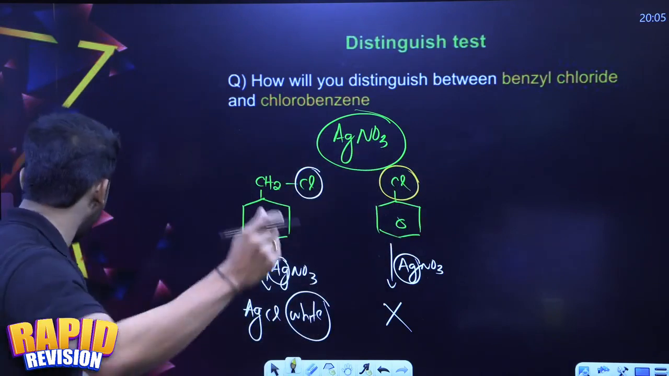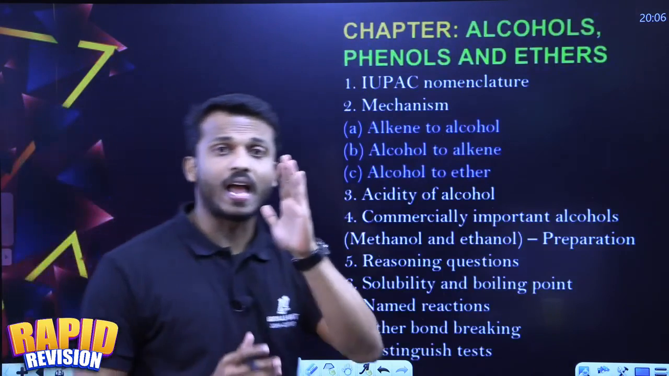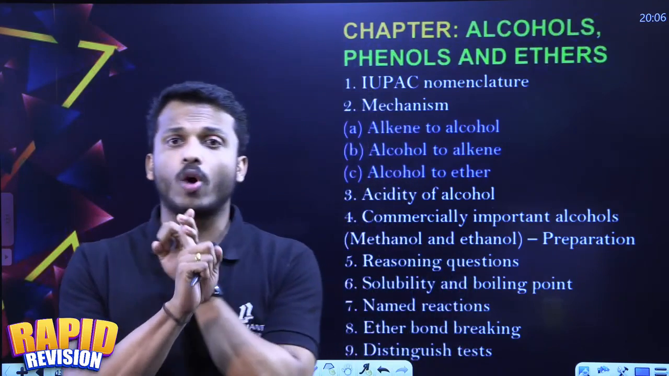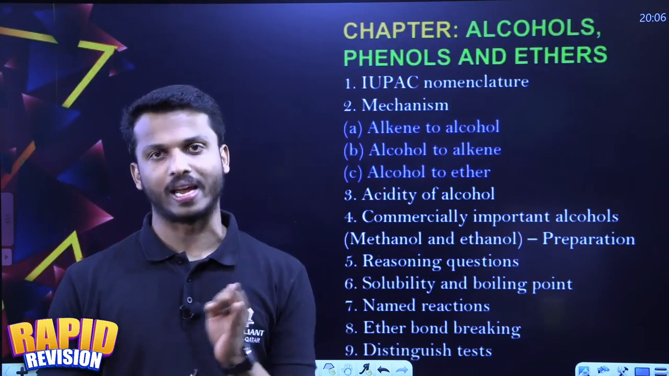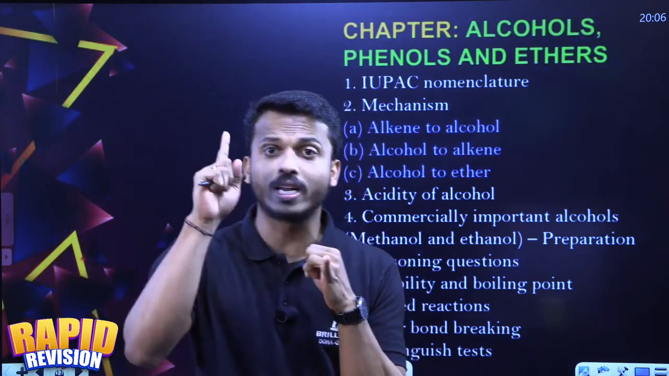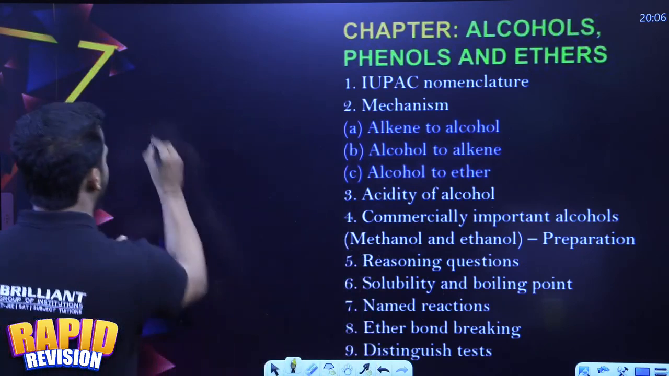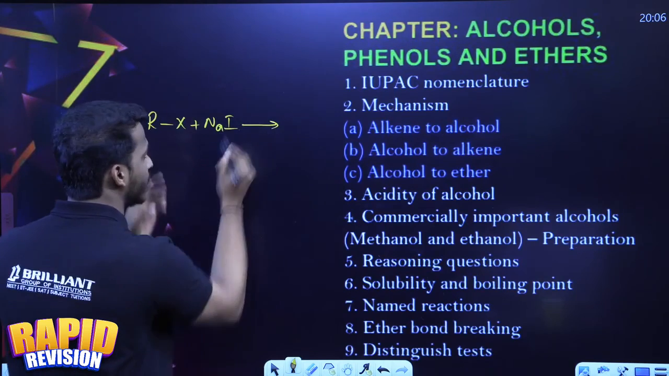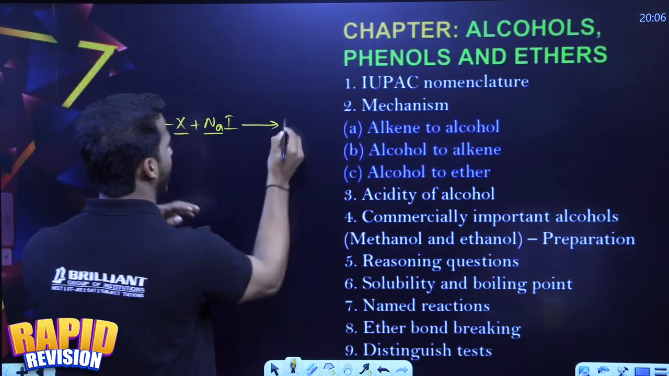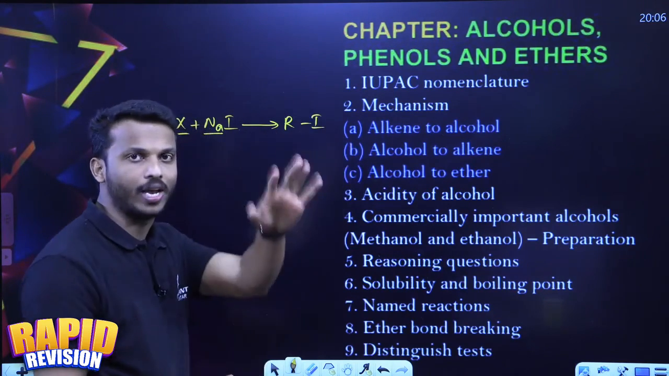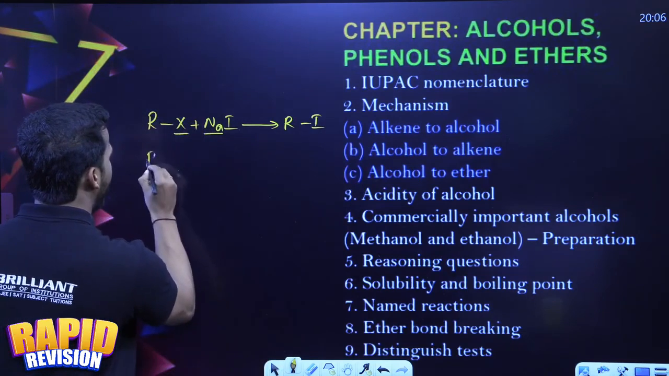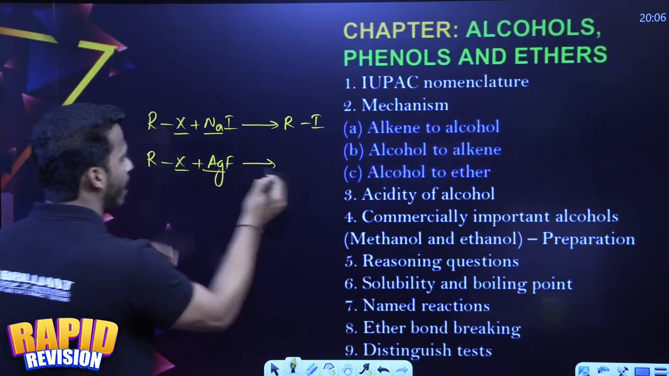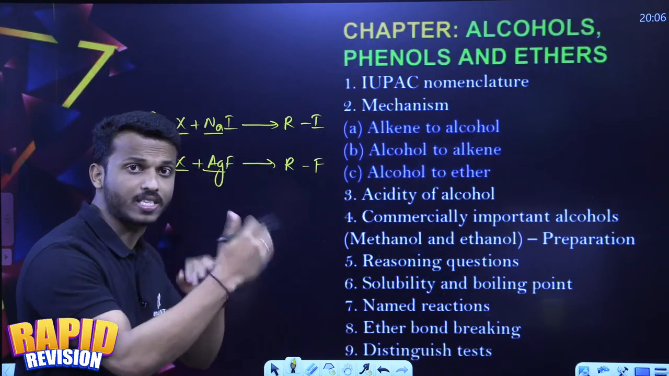All right, next one, dear all. In haloalkanes and haloarenes, IUPAC nomenclature is done. Tell me, what are the naming reactions we studied in the haloalkane chapter? Finkelstein reaction. What is Finkelstein reaction? A haloalkane when treated with sodium iodide in dry acetone medium, NaX is eliminated and you get RI, an iodine exchange. What is Swarts reaction? A haloalkane when treated with AgF, AgX is eliminated and you get RF. The halogen is replaced by fluorine.